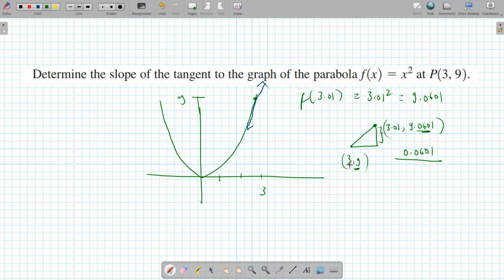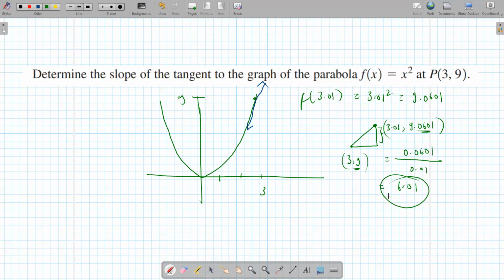And what about the run from 3 to 3.01? What's the run? 0.01. Yeah, 0.01. That's going to be the slope. So 0.0601 divided by 0.01. The answer is 6.01. There you go. That's the slope.